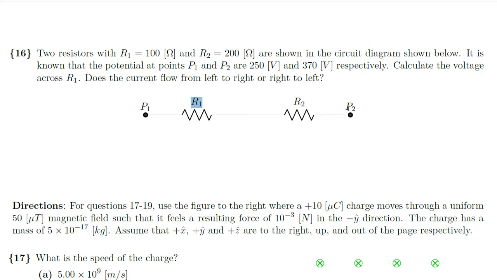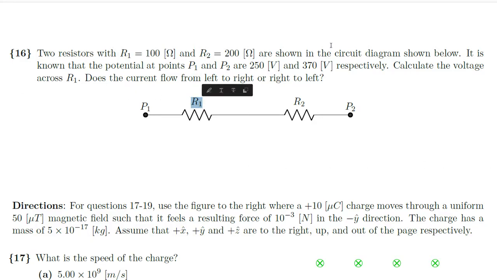So our high potential is P2, which has a potential of 370 volts. And the potential at P1 is 250 volts. So the current is the flow of positive charge by convention. So it would flow from P2 towards P1. That would be to the left. So that's good. Now, how do we get the voltage across just R1?